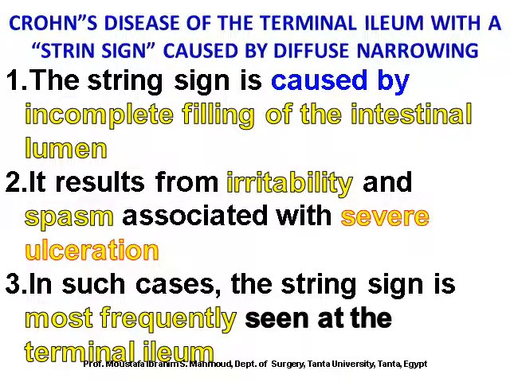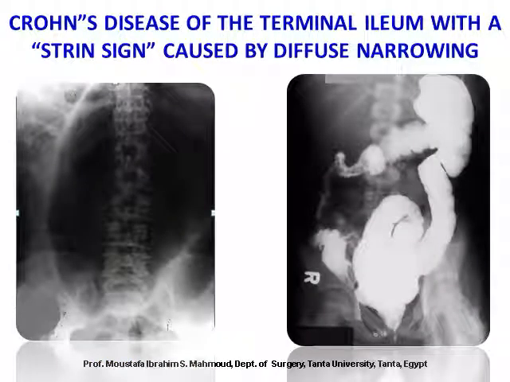Crohn's disease of the terminal ileum with a string sign caused by diffuse narrowing. The string sign is caused by incomplete filling of the intestinal lumen. It results from irritability and spasm associated with severe ulceration. In such cases, the string sign is most frequently seen at the terminal ileum. Crohn's disease of the terminal ileum with a string sign caused by diffuse narrowing.